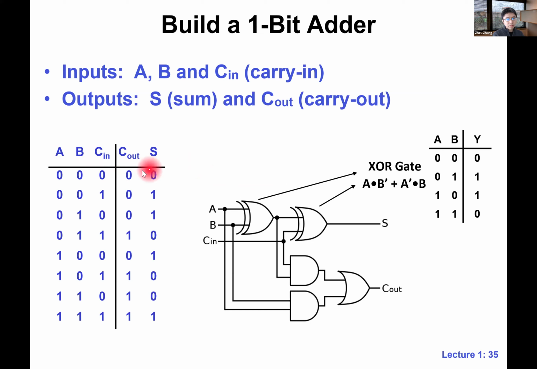And for the output columns, we have two output columns. One is called C out. This is called carry out. The other one is sum. This is a sum bit. Again, just don't be too worried about the notations here.